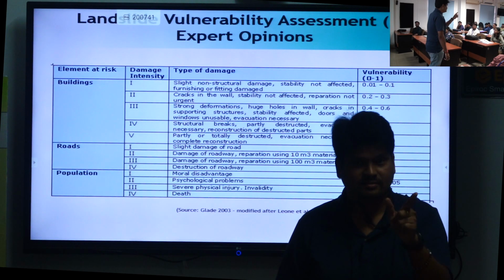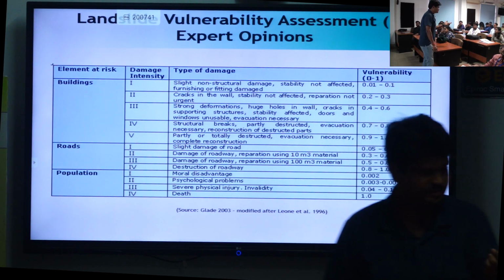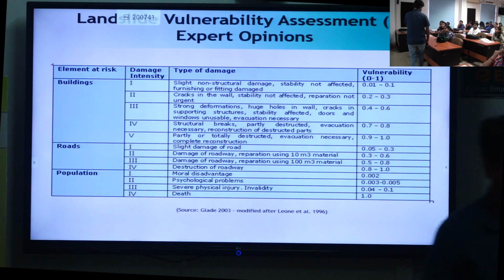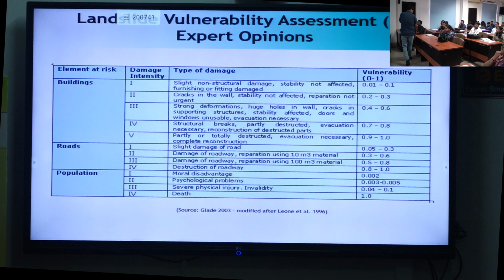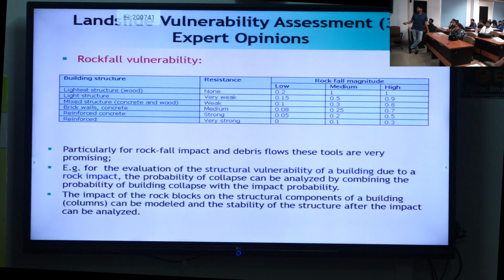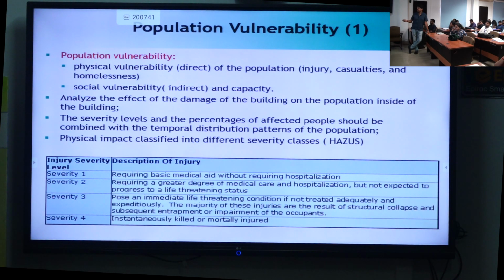Money, you can rebuild your structure. But loss of lives, it cannot be replaced. Okay? This I can skip. Okay, population vulnerability, similarly you see severity there, severity level, injury level, severity 1 to severity 4. Severity 1 requiring basic medical aid without requiring hospitalization. Whereas severity 4 instantly killed or injured, totally damaged, kaput.